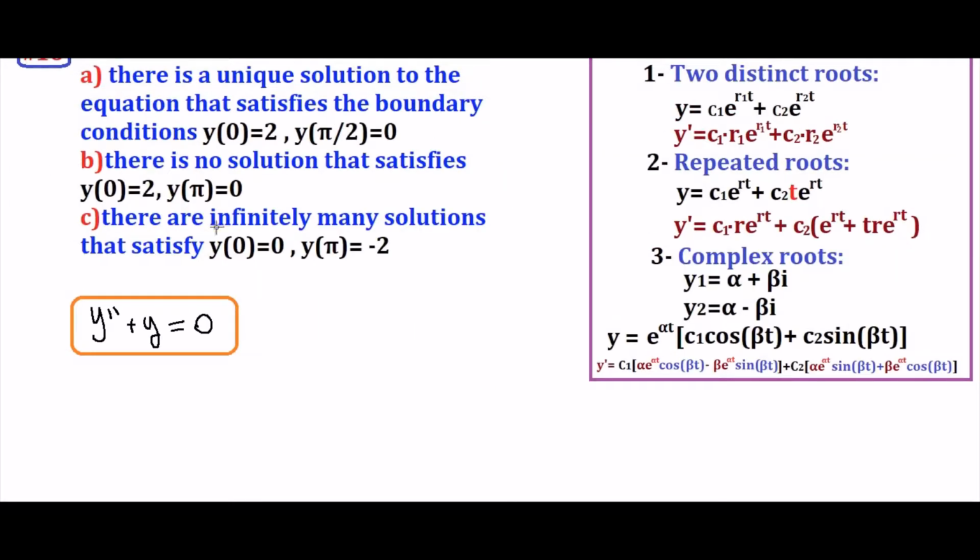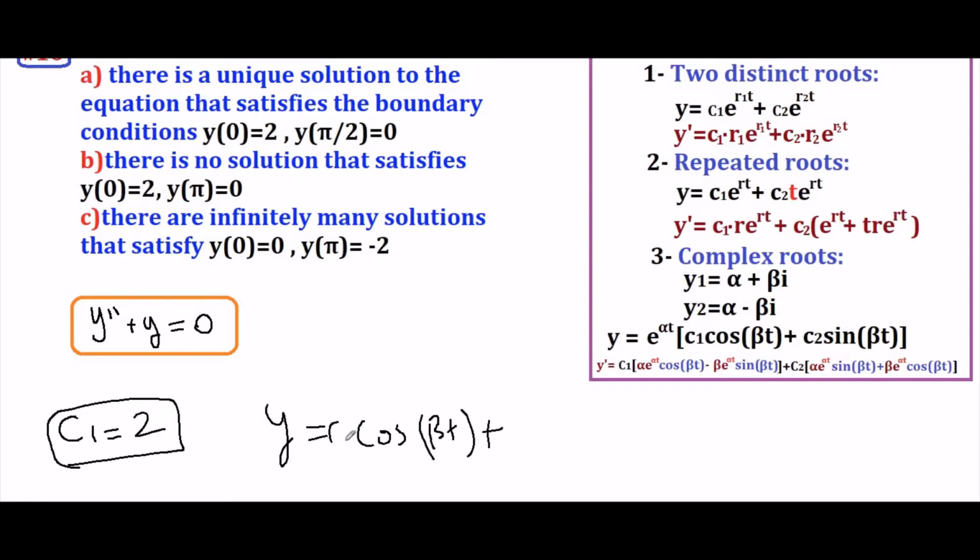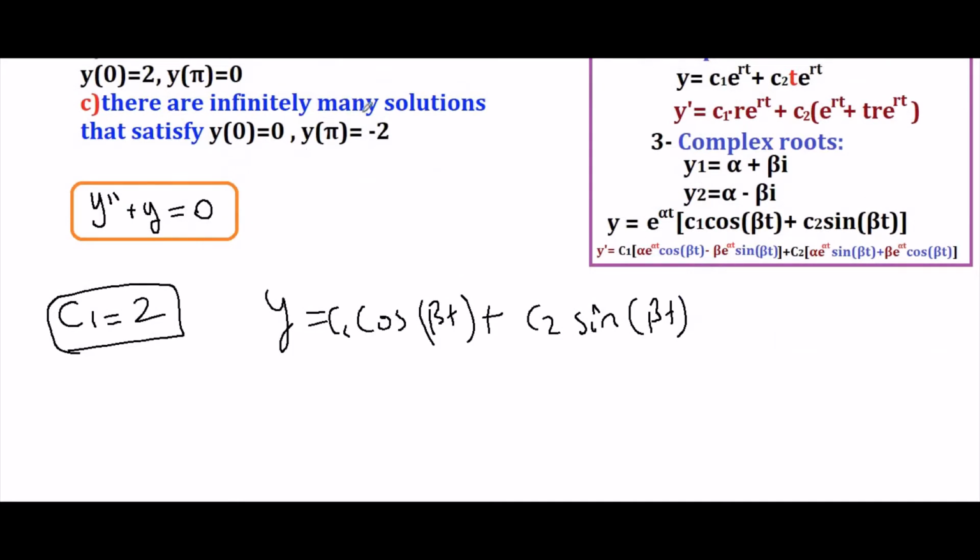On part B, we are given the same initial condition, y of 0 equals 2. From here, remember we found c1 is 2. And we're going to check the second initial condition. So y equals c1 cosine of beta t plus c2 sine of beta t. That's the equation we need to use because these are complex roots. And we are given y of pi equals 0.